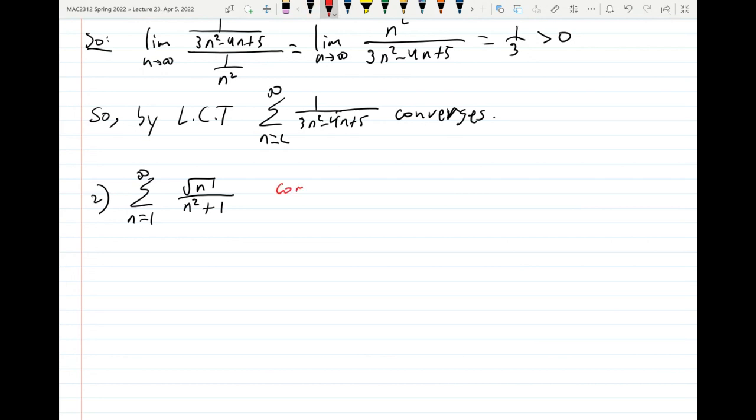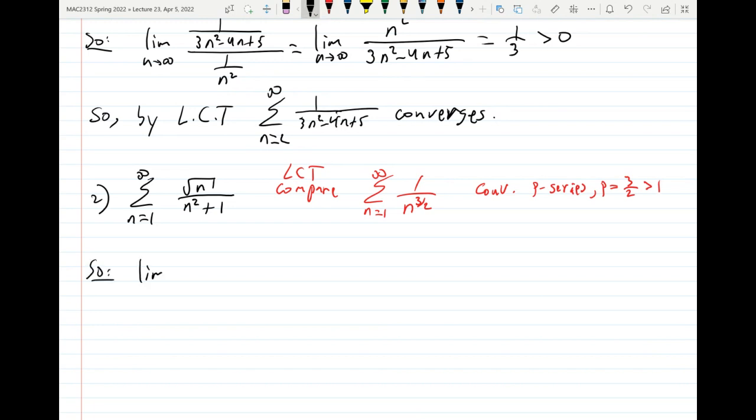So the point is that here we compare, so limit comparison test with 1 over n to the 3/2. Yes? What do we know about this one? Convergence. So we know that this one converges because it's a P series with P equals 3/2, which is bigger than 1. So all that is left now is to take the limit.